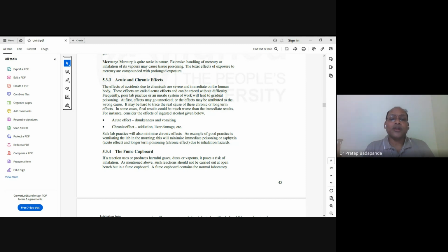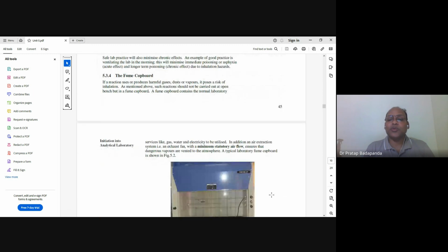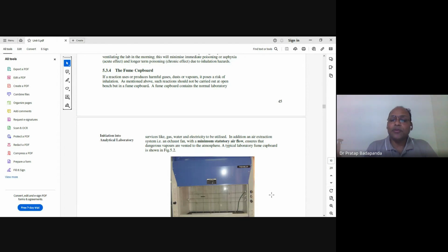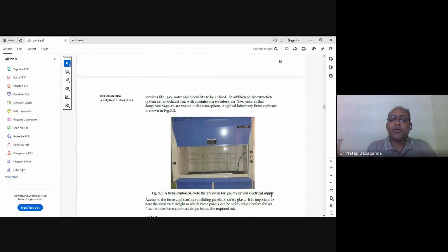Okay, so the acute effect: drunkenness and vomiting. It feels like that immediately. Chronic effect: addiction, liver damage, etc. Got the point? Okay, the fume cupboard is another thing. Mercury dust or harmful gases should be handled using the fume cupboard. See, that is the fume cupboard here, so it should be there. Note the provision for gas, water and electrical supply in the fume cupboard.